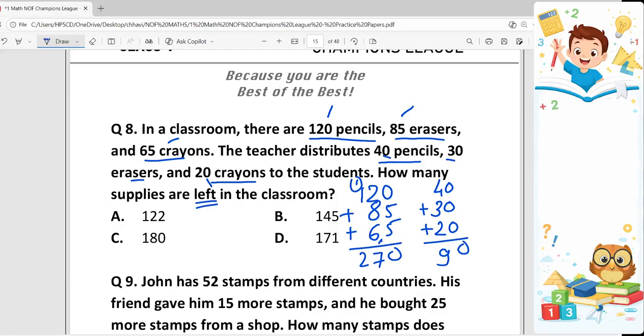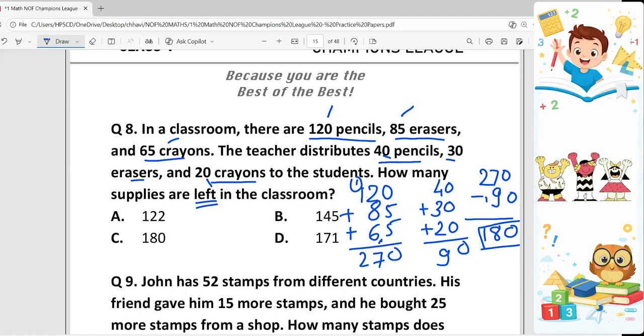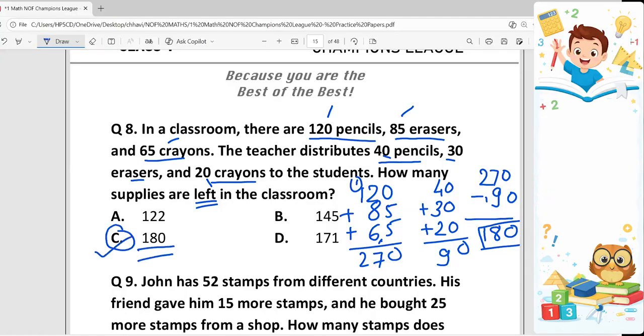Okay. Now we'll subtract 270 minus 90. So what we will get is 0, 9, 10, 11, 12, 13, 14, 15, 16, 17. So it is 8, 1 over here. So it is 2 minus 1, 1. So 180 is the total answer. This is the supplies which are left in the classroom. So now let's see where it is. 122, 145, 180 and 171 are the options. 180 is over here. Option C is the correct answer.